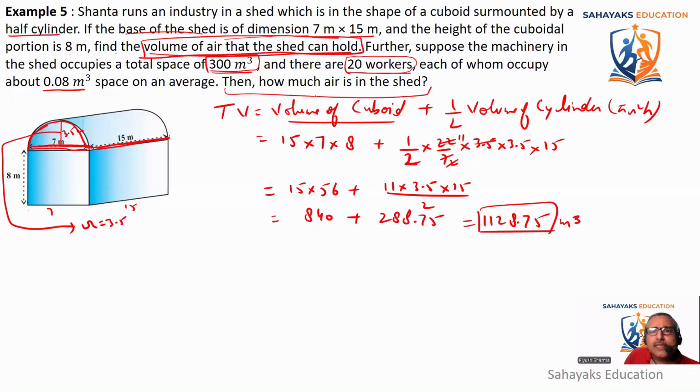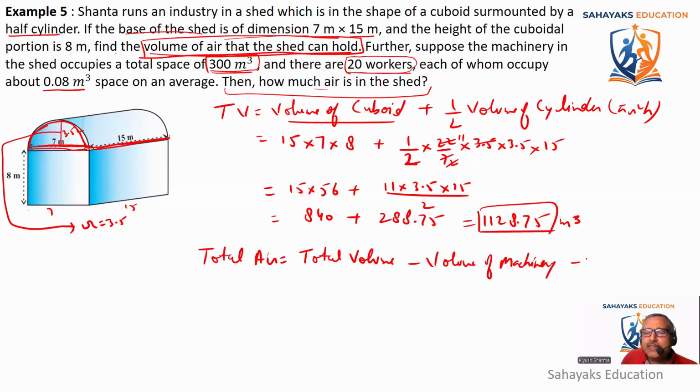Now the second part is: how much air is in the shed? For finding the total air, it is equal to the total volume minus the volume of machinery minus the volume of men inside it.